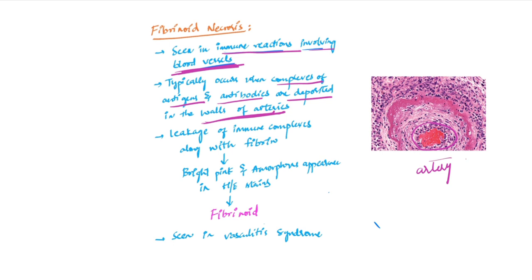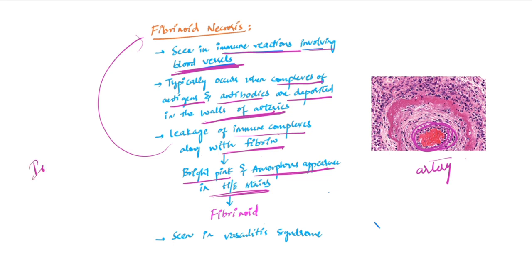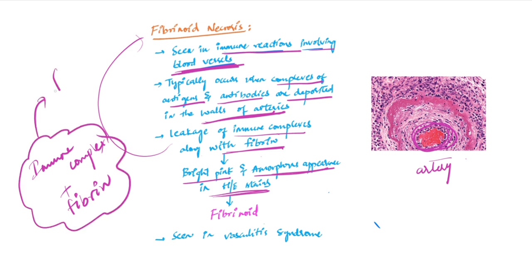So what happens here? When there is a leakage of immune complexes along with fibrin, that time you will be able to see the fibrinoid necrosis. How will this appear? This will appear as bright pink and amorphous in H&E stains. You can see in this diagram it is bright pink. So immune complex along with fibrin together is called fibrinoid.